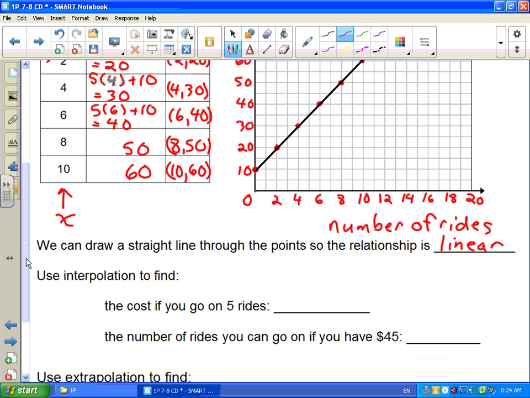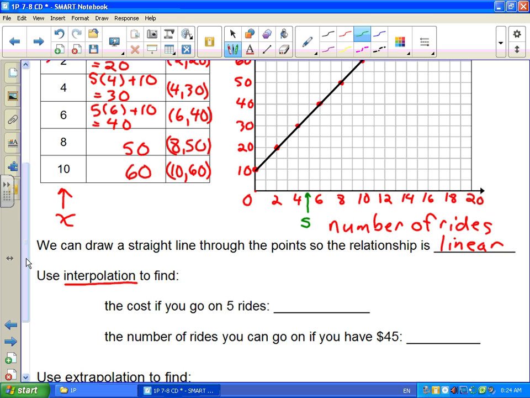So now we're asked a couple of questions here. We're going to use this graph to find some values that don't appear in our table. The first thing it asks us to do is use interpolation, to find the cost if you go on 5 rides. Now this is pretty easy here. If we're given a number of rides, we want to find that number on one of our axes. If it's a number of rides, we look down here on our x-axis, because that's where we've plotted number of rides, and we want the number 5. So 5 would be right in here.